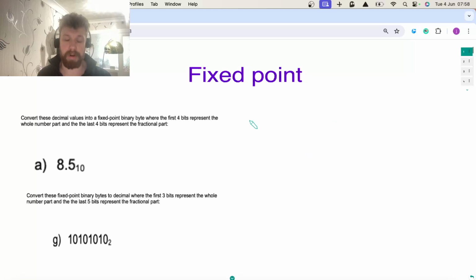The unit we're going to have a look at today is data representation. The data structures one, which is all stacks, queues, and things like that. Do go check that one out as well. So first of all, we're going to look at fixed point.